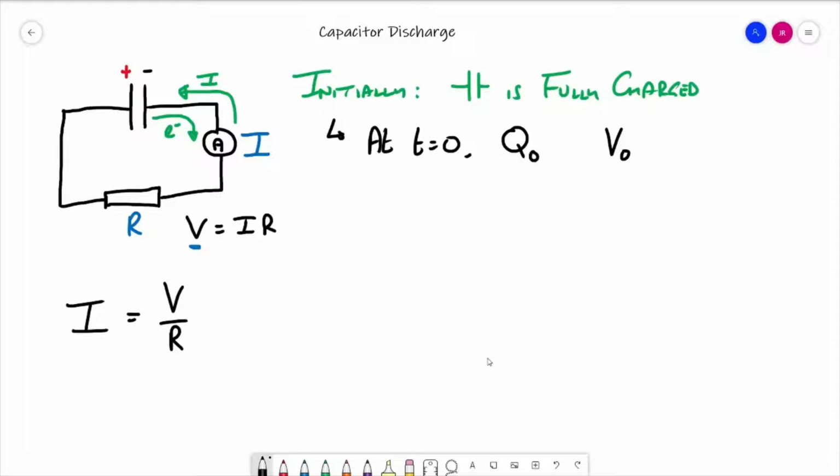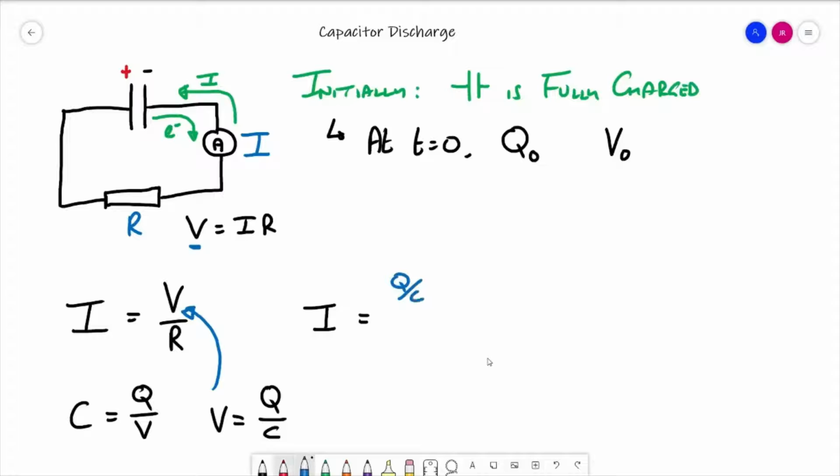Next then, I just want to remind us of the capacitance equation, which is C is equal to Q over V, or rearranging that to make V the subject, V is equal to Q over C. Now if we substitute that V into the equation here, what we end up with is that I is equal to, well, here comes the substitution, Q over C over R, and tidying that up a little bit, we get I is equal to Q over R times C.